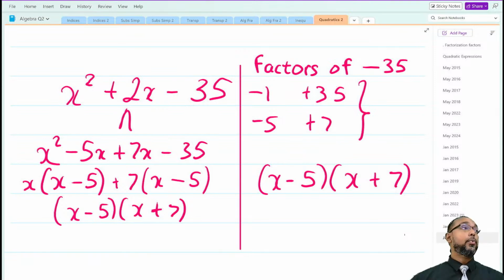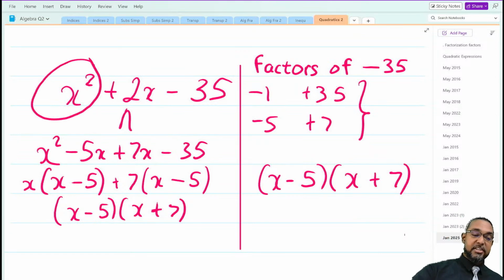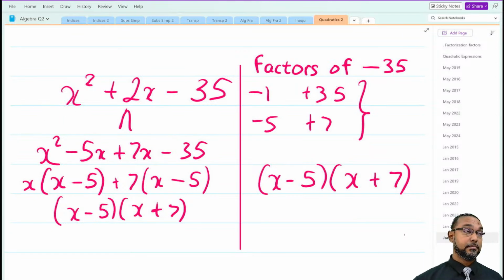All right, so now we're going to up the game a little bit. We're going to go back and look at all of those questions where we have a coefficient of x squared other than 1. We have one simple change to make to the process, one little tweak, and that's it, right?